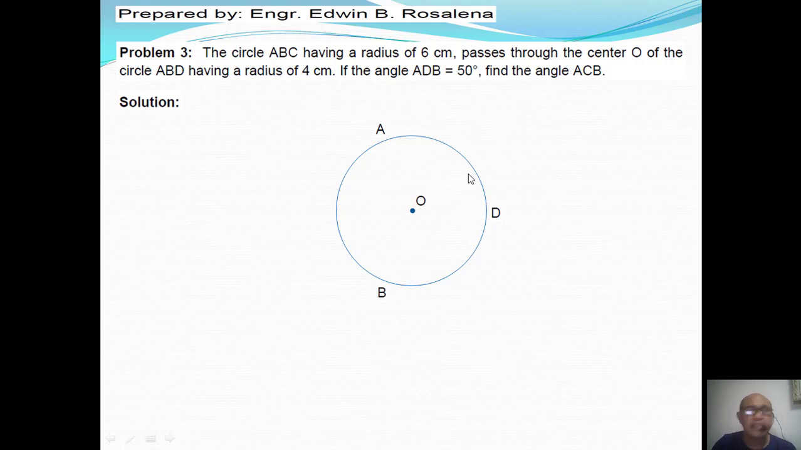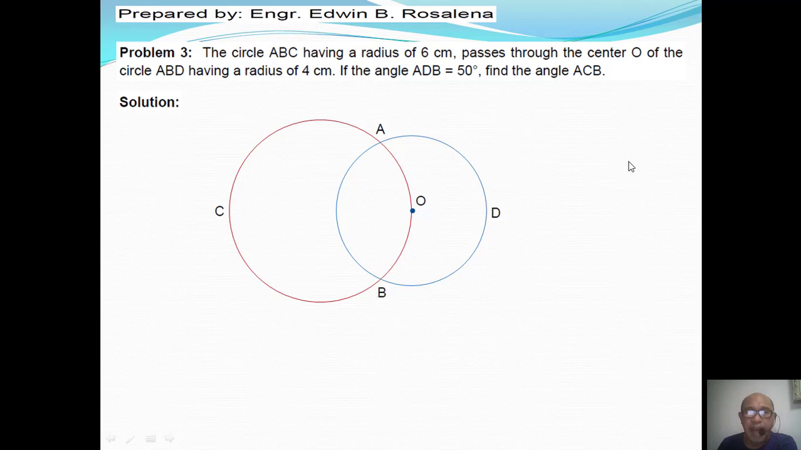So meaning, this is the smaller one. Then the bigger circle is to be drawn so that it will pass through point O, the center of the circle ABD. Like this, okay, so meaning that is why A and B are common points between the two circles. Okay, then we have here circle ABD, the blue, and circle ABC, the red.